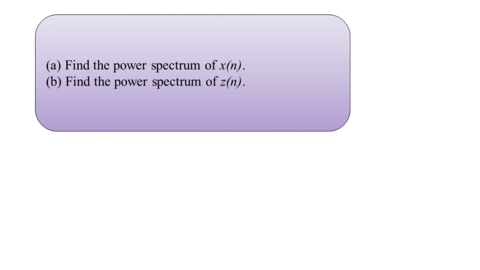So the two tasks are to be completed, and both of the tasks require determination of the power spectrum of the random processes, first for x of n and next for z of n. Both of the random processes, as per the given problem statement, have been mathematically represented with sufficient information. We get back to them.